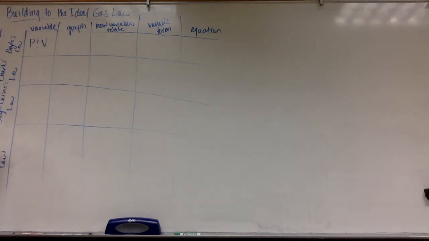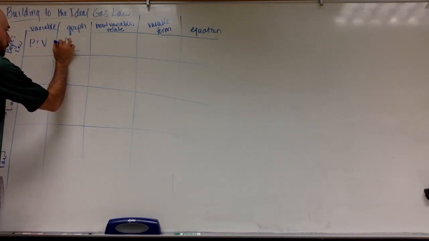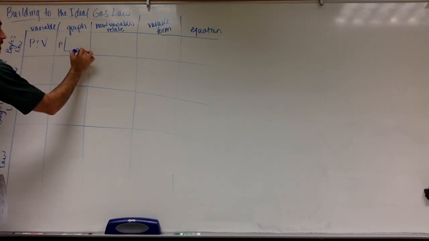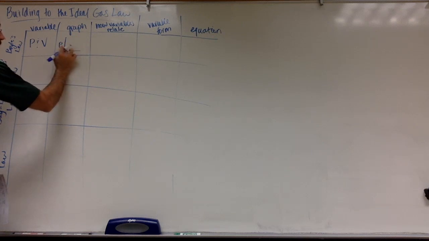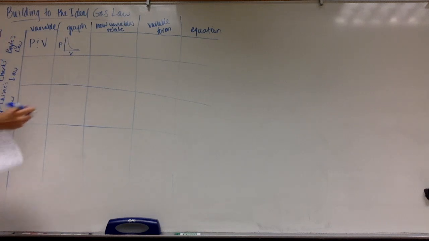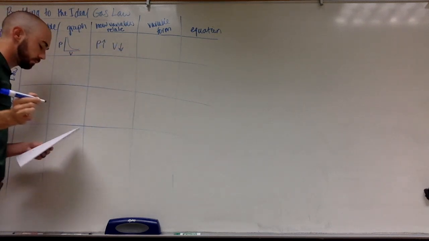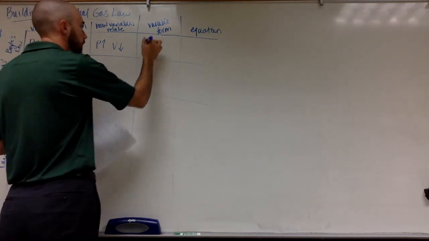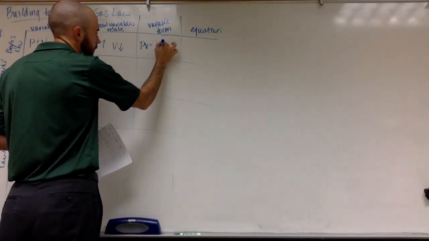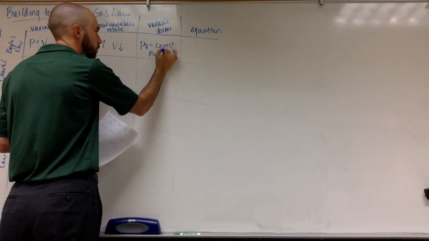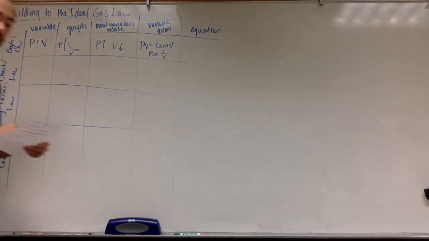If I put a graph with pressure and volume, if I decrease my pressure, what happens is my volume has to increase exponentially. Or if I squeeze my volume really tight, my pressure goes up. So I get an inverse relationship. P goes up, V goes down. They're inversely proportional. So PV equals a constant, or what you can say is that P is proportional to 1 over V. It's an inverse relationship.